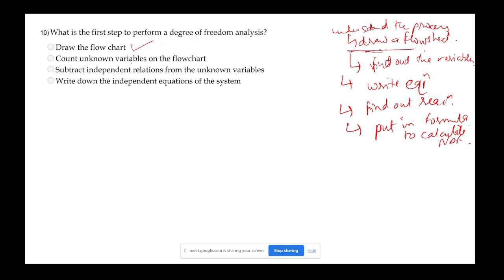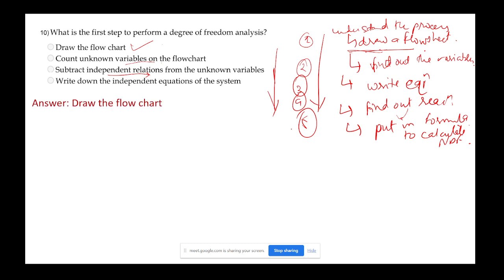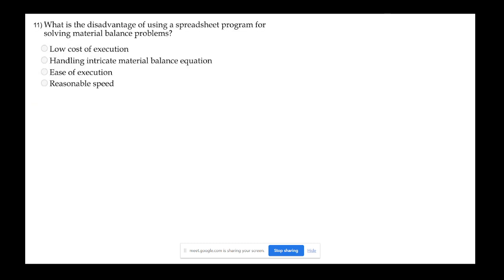Counting the unknown variables, then subtracting the independent relations from the unknown variables, and writing down the independent equations are all the subsequent steps which are listed, like how you proceed. So this is how you proceed: first, second, third, fourth, fifth. So the correct answer for this question is draw the flow chart.